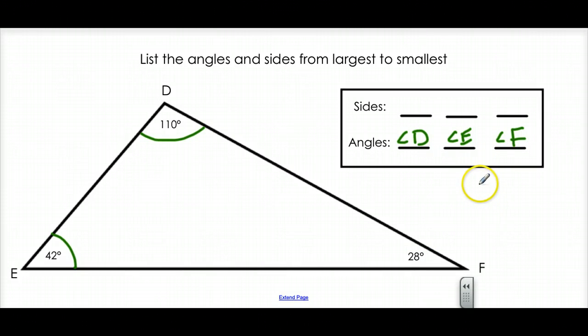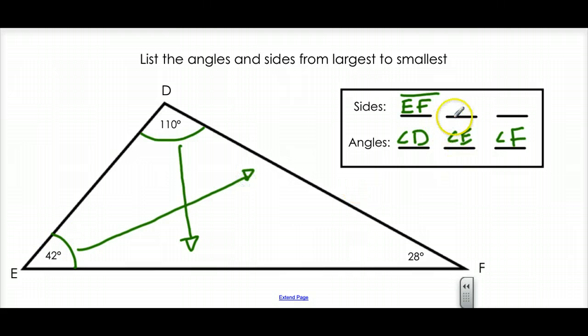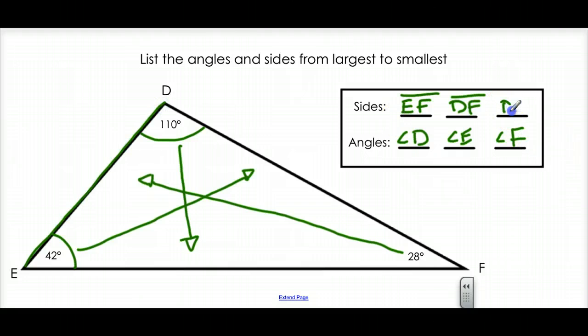Now, if I want to figure out which are my largest angles and largest sides, well, it's easy. I just go across. So the largest side, going across from angle D, is going to be side EF. Opposite my second largest angle, over here, is side DF. And opposite my smallest angle, if I start here and go across, is this side, which is DE. And that's all.